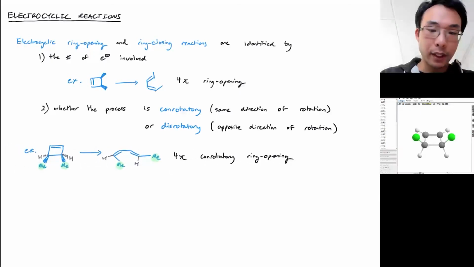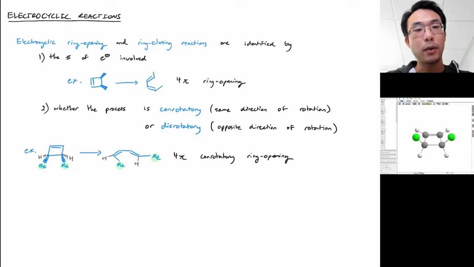The first one here is a 4-electron conrotatory ring opening. You'll notice that I wrote 4 pi here, and that 4 pi is related to the number of pi electrons in the open form. Often students will get confused because they look at this molecule and say there's only 2 pi electrons. Well, we really care about the total number of electrons of the process, not just the number of pi electrons in this form of the molecule.